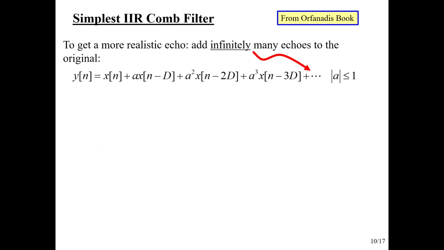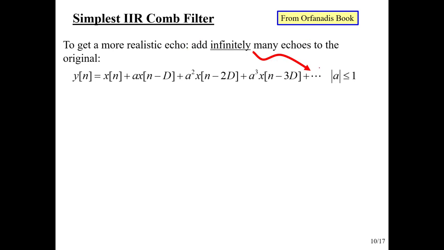Still FIR. Now Orphanidis introduces the idea of an IIR comb filter. And we get there by taking the previous idea to an infinite extreme. So now instead of adding P echoes, we're going to add infinitely many echoes. So this is a nice, clever way to creep up from a simple FIR to an extended FIR and then take it to the simplest IIR form. And then we'll generalize this even further in subsequent notes and slides in this note set.